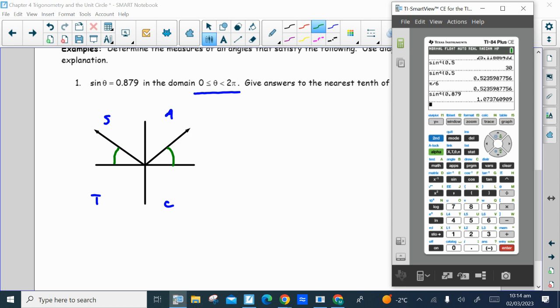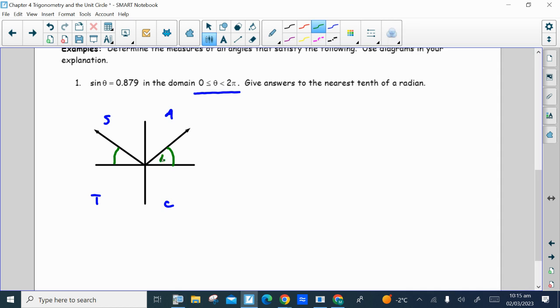There's our reference angle. It says round to the nearest tenth, but you should remember that you shouldn't round until you get to the final step where you actually state your actual rotation angles. We'll round those to the nearest tenth, but we're going to keep a few decimals for our reference angle. That would be 1.0738. There's our reference angle.